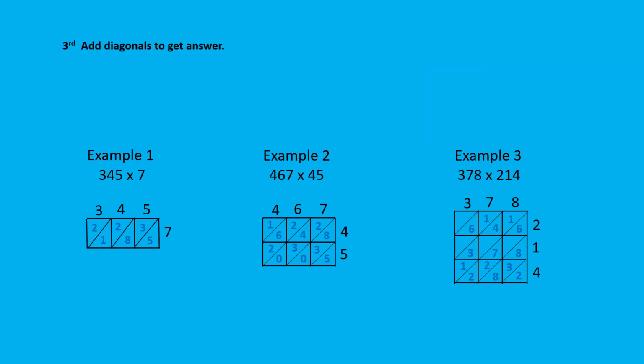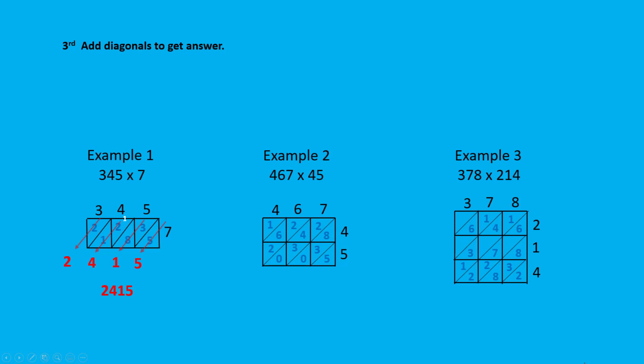Now, step 3. You want to add the diagonals to get your answer. So in example 1, we would have 5, 3 and 8 is 11, regroup the 1. We add, we get 4, add, we get 2. So this answer would be 2,415.